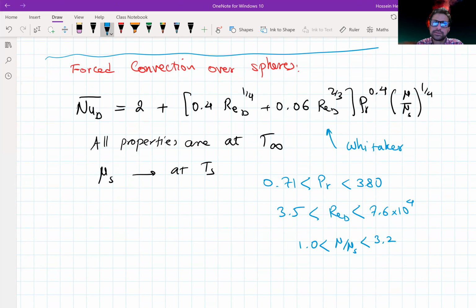So these are the correlations for finding the heat transfer coefficients for forced flow across spheres.